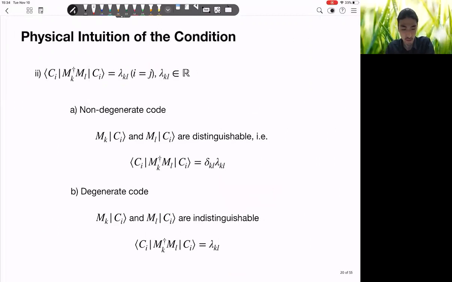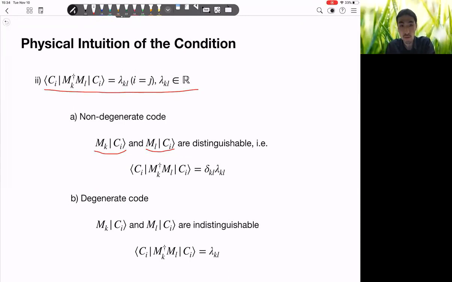Now, the second condition categorizes two kinds of codes. One is a non-degenerate code and the second is a degenerate code. If the two states are distinguishable, then we call it a non-degenerate code. And if the two states here and here are indistinguishable, we say that the code is correctable but a degenerate code. Sorry, I think I said complex number for lambda KL, but it should be real.